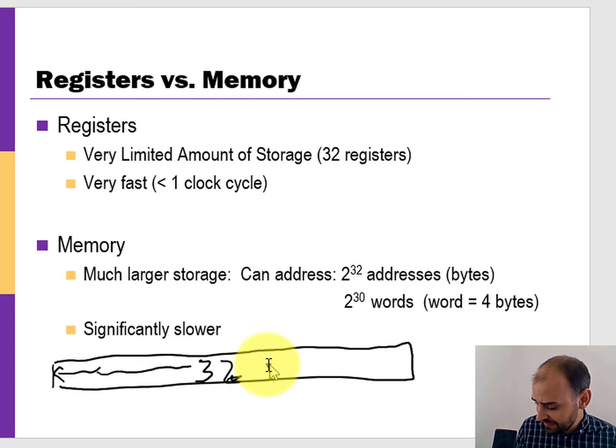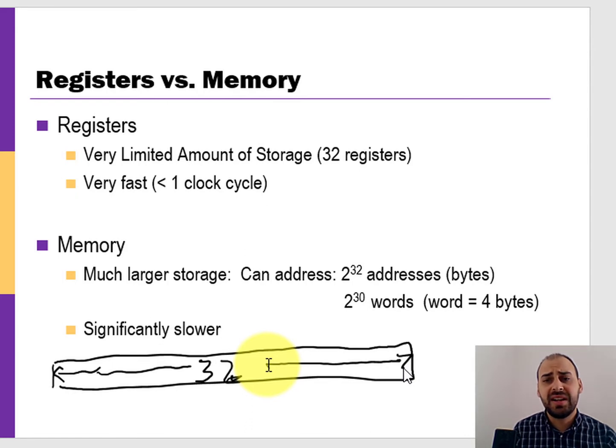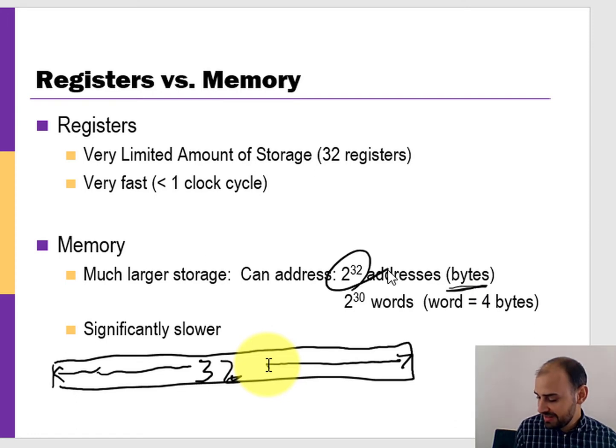The address is effectively a pointer, and what we're going to imagine is our pointer has 32 bits to store an address, which means if each address is a single byte, we can store 2 to the 32 bytes. We can address 2 to the 32 bytes.